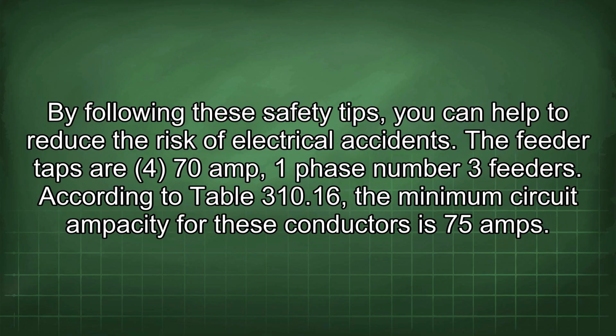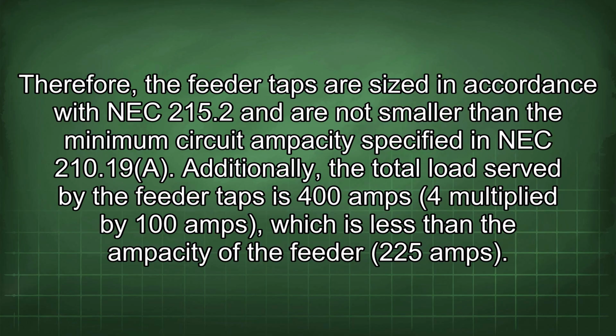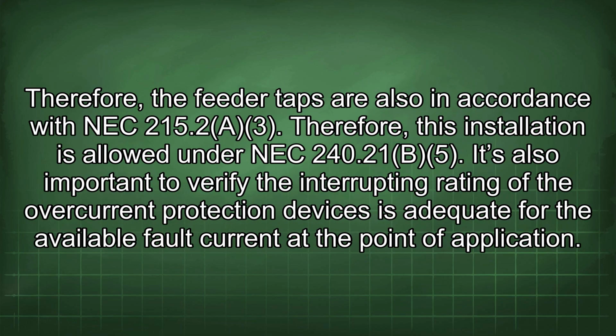The feeder taps are 4 70-amp, single-phase number 3 feeders. According to Table 310.16, the minimum circuit ampacity for these conductors is 75 amps. Therefore, the feeder taps are sized in accordance with NEC 215.2 and are not smaller than the minimum circuit ampacity specified in NEC 210.19(A). Additionally, the total load served by the feeder taps is 400 amps, 4 multiplied by 100 amps, which is less than the ampacity of the feeder, 225 amps. Therefore, the feeder taps are also in accordance with NEC 215.2(A)(3).